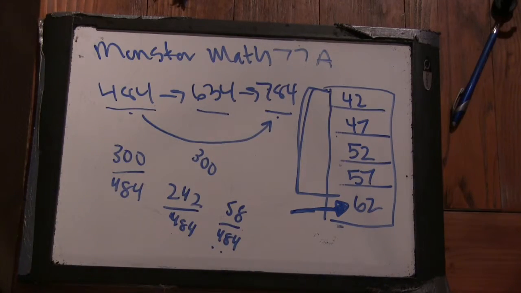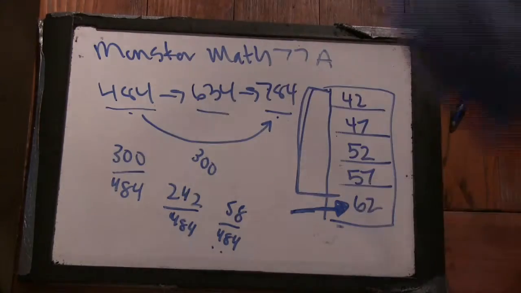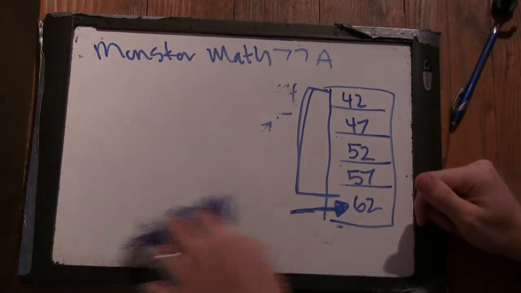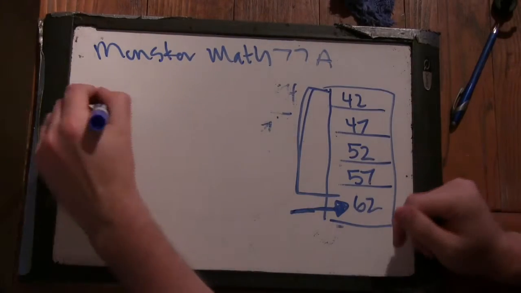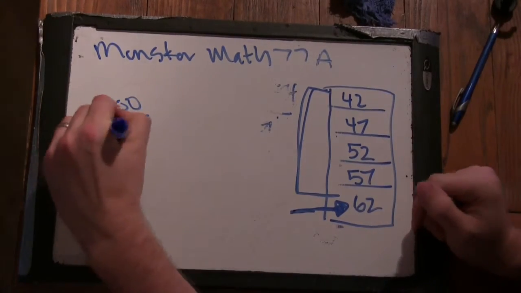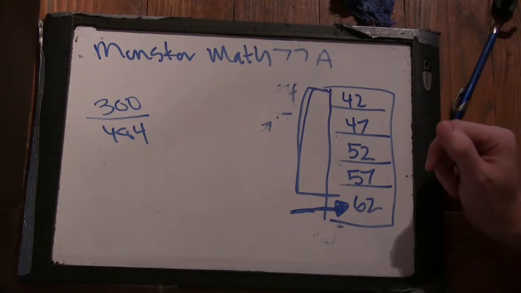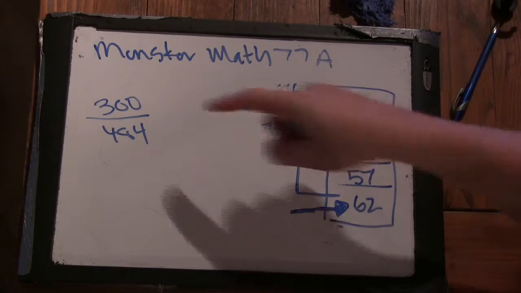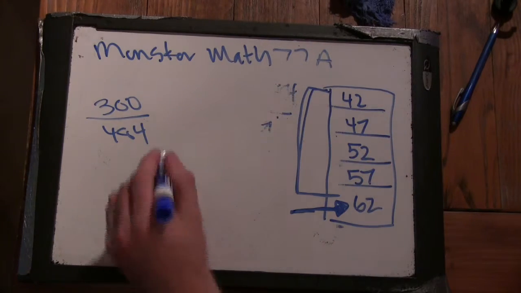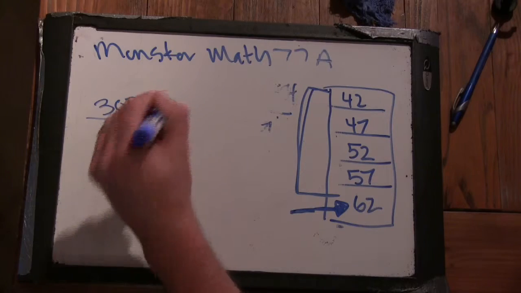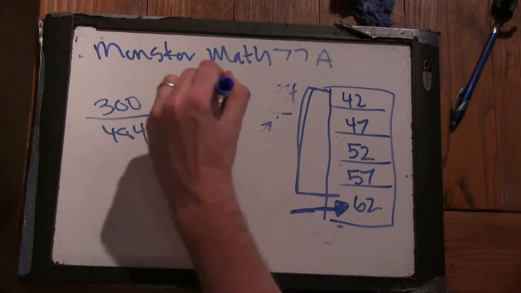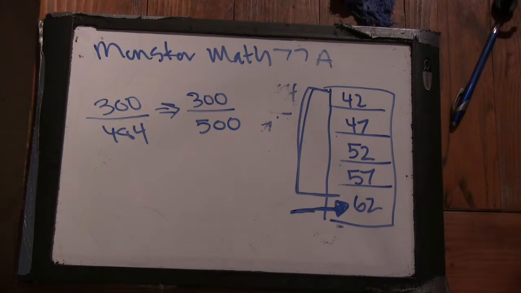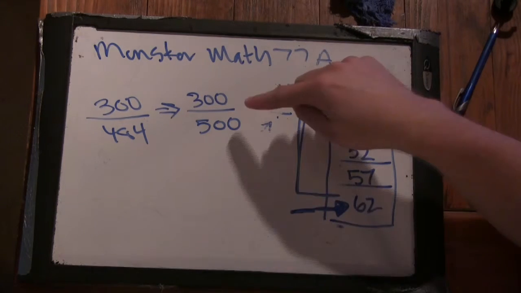Here's an alternate way to look at 300 over 484. We want to look at 300 over 484 and compare it to something, to figure out what this is as a percent. But this is a very difficult number to look at. There's a really easy number to compare to: 300 over 500. And what is that as a percent? Oh, that's 60%.